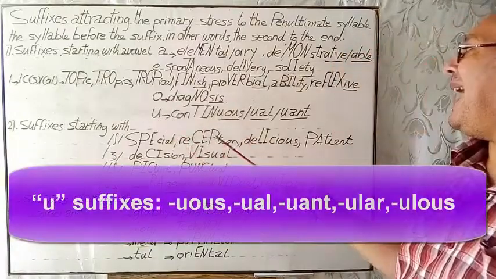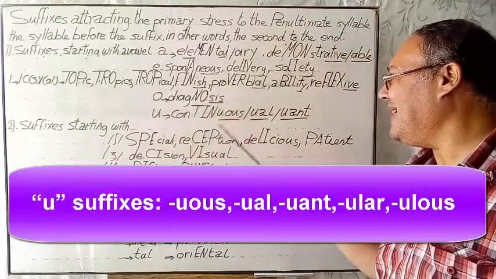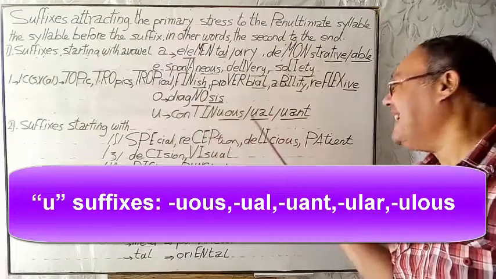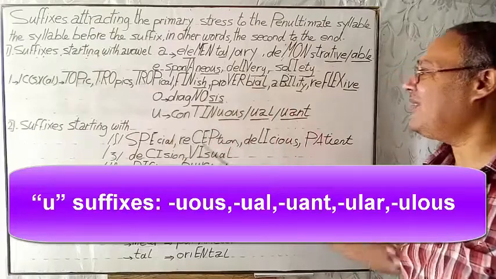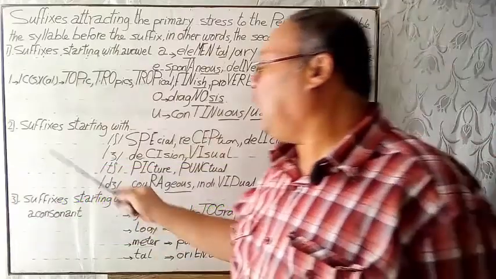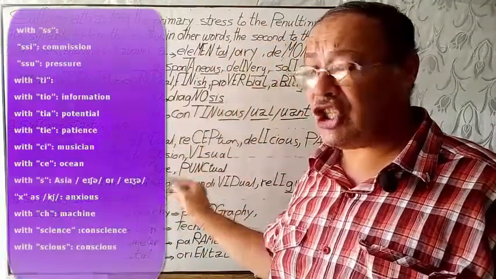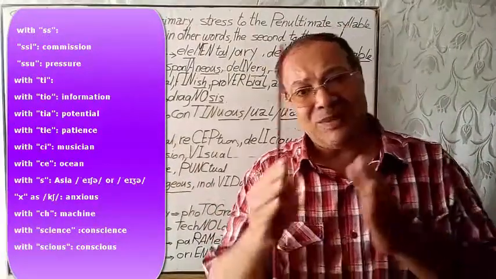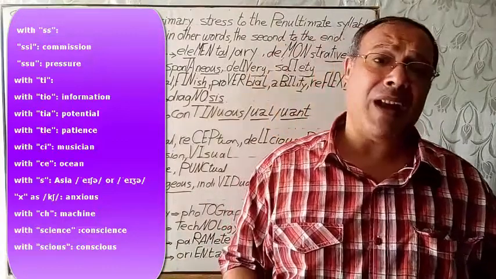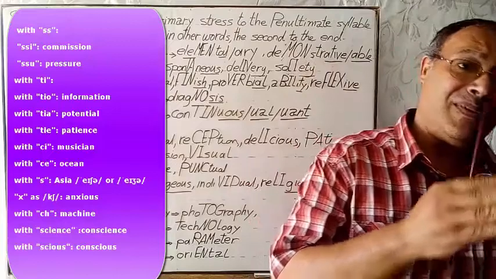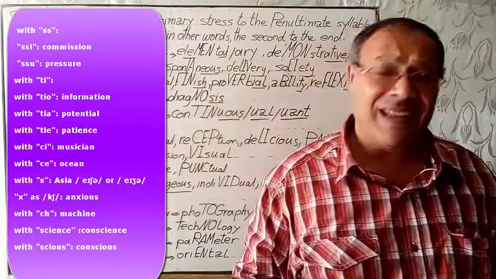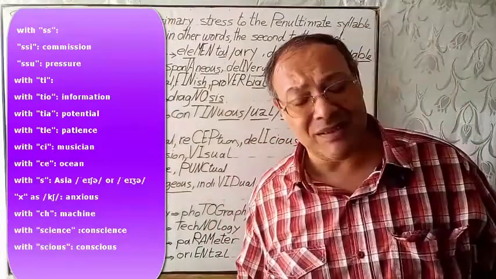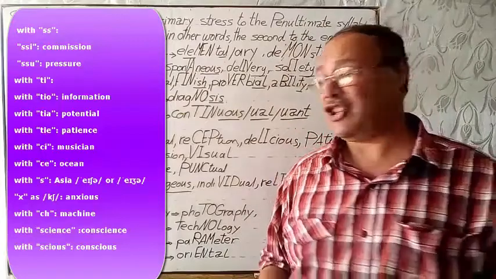For U, we have OUS, continuous. We have UAL, continual. We have UAN, continuant. For the suffixes starting with sh, generally speaking, if we have C plus vowel, C is pronounced sh. If we have T followed by a vowel, T is pronounced sh. If we have SC followed by a vowel, in that case, this cluster is pronounced sh.